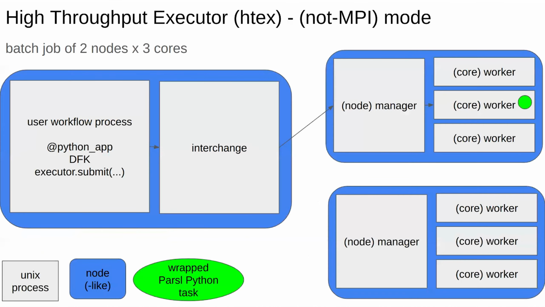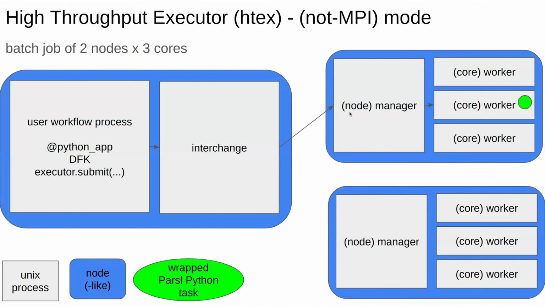Okay. So here's the high throughput executor. It's the classic Parsl executor. We've got one node which runs the workflow and has an interchange component, and it sends tasks over to worker nodes. The worker nodes have a manager process, and then for every core, you have a worker process. And the model is roughly, it's not exactly, but roughly, you run a task that gets 1 core. And there's one worker that will run that. So here's our wrapped up Python task running on this particular worker.